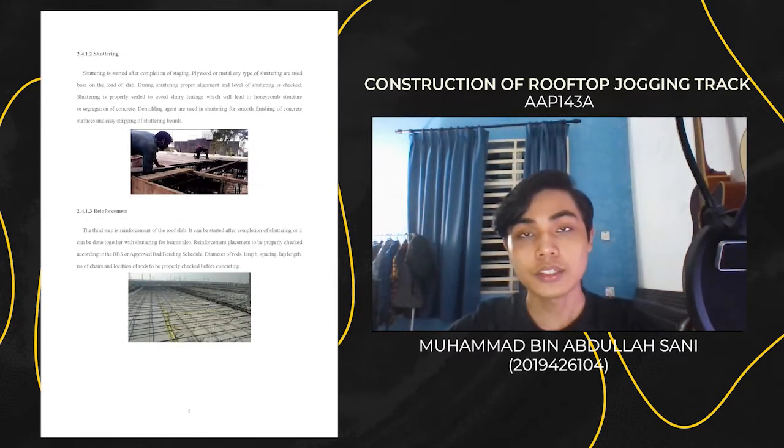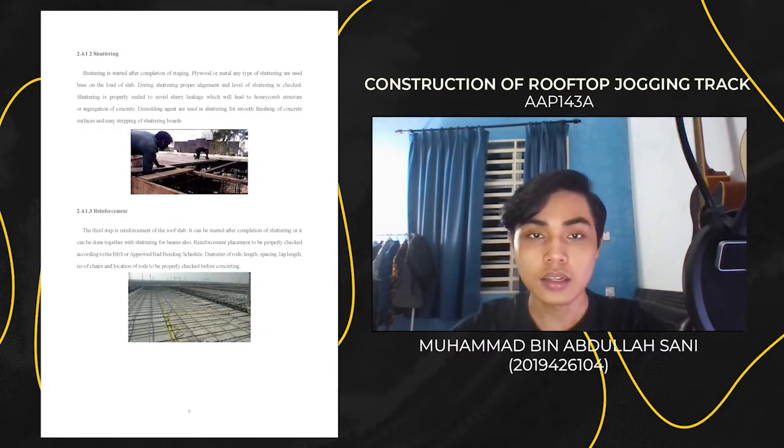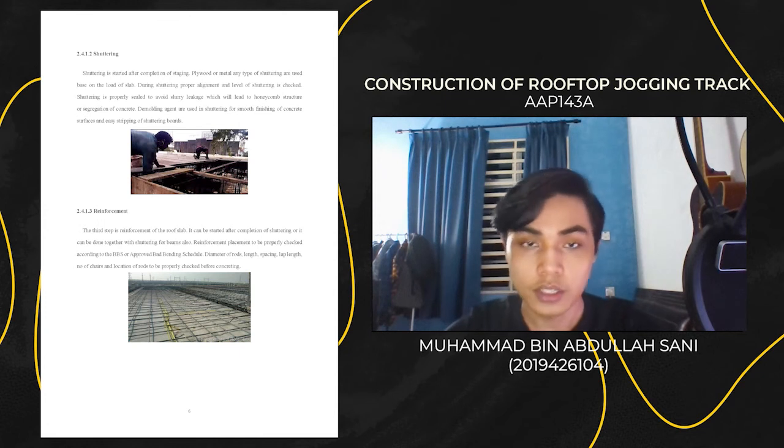The second step is shuttering. Shuttering is started after completion of staging. Plywood or metal, any type of shuttering is used based on the load of the slab. During shuttering, proper alignment and level of shuttering is checked. Shuttering is properly sealed to avoid slurry leakage, which will lead to honeycomb structure or segregation of concrete. Demolding agents are used in shuttering for smooth finishing of concrete surfaces and easy stripping of shuttering boards.